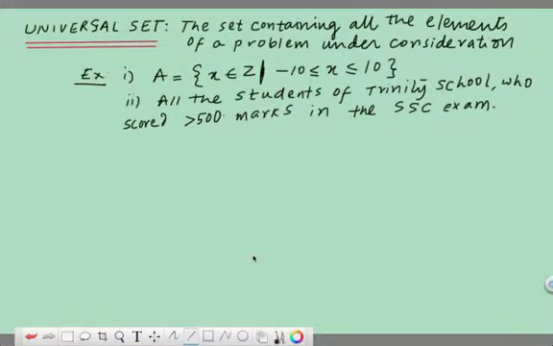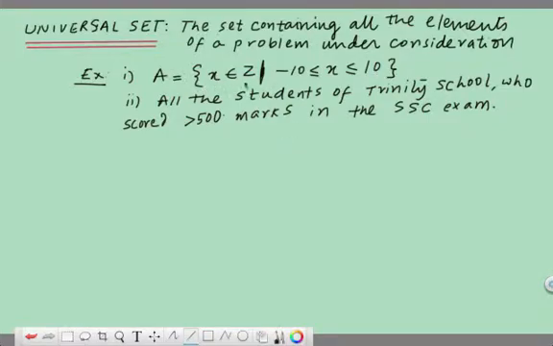In this lesson, we will learn about universal set. A universal set is defined as a set which contains all the elements of a problem which are under consideration. So what do I mean by that? For example, A equal to {x belongs to Z such that -10 ≤ x ≤ 10}.